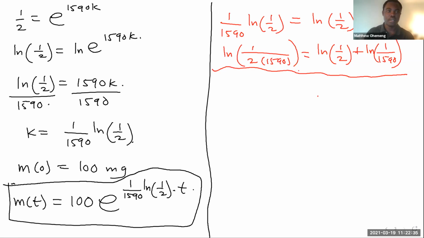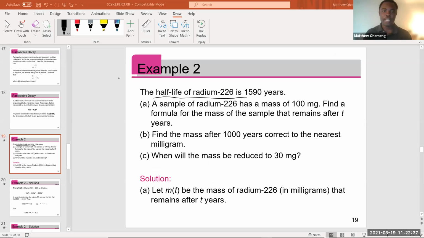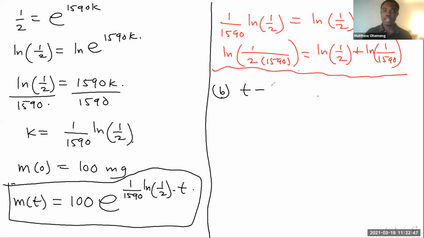Okay, so for part B, it says find the mass after 1,000 years, correct to the nearest milligram. So after 1,000 years, we know that the time is 1,000. So for B, t is 1,000. All the question is asking for is, when t is 1,000, what is the mass at that time? So we are just directly finding M of 1,000.